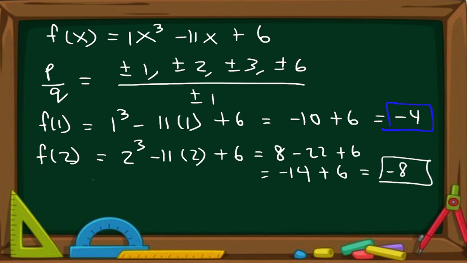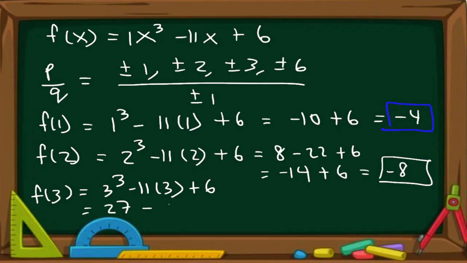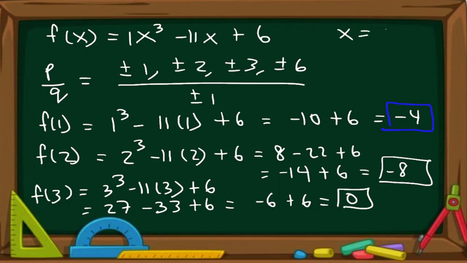Let's try 3. So this is going to be 3 to the third minus 11 times 3 plus 6. 3 to the third is 27. 11 times 3 is 33. Now 27 minus 33 is negative 6. Negative 6 plus 6 is 0. So therefore we found the first 0, and that is x is equal to 3.